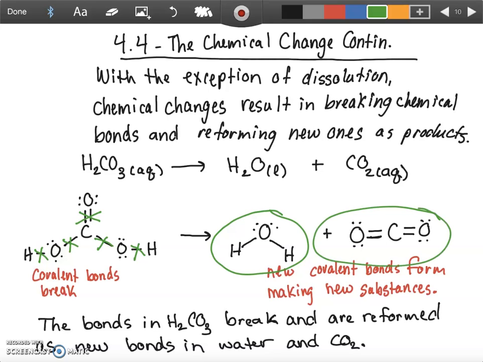So that is a telltale sign at the molecular level that a chemical change has occurred, because we are breaking the bonds of the reactants and reforming them and making brand new substances on the product's side. Okay, you can see covalent bonds break and then new covalent bonds are formed to make new substances. Okay, so that right there is the chemical change.